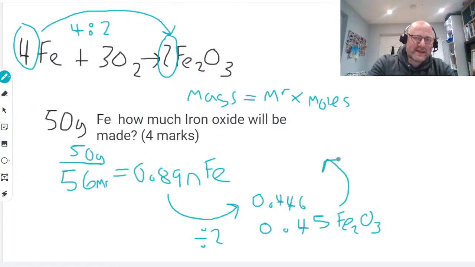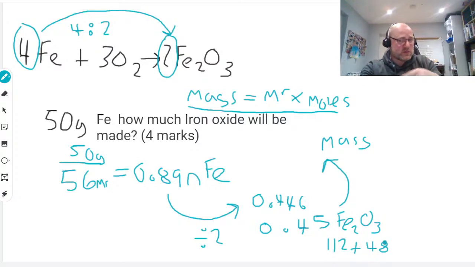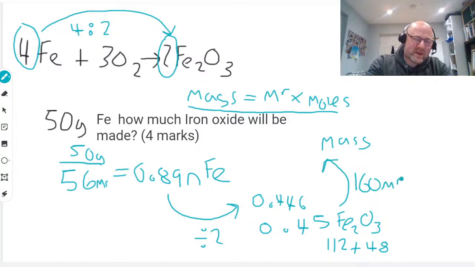I need to turn it back into mass to answer the question. And to turn it back into the mass, I come back to this equation and I go 0.45 times the MR of Fe2O3. And that is 2 times 56 is 112 plus 48. Why 48? 3 O's, 3 16's are 48. So I'm going to multiply 0.45 by 160, which is the MR, and I get 71, like 0.4 grams.